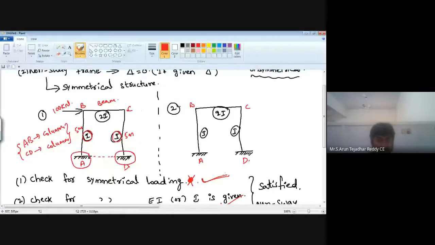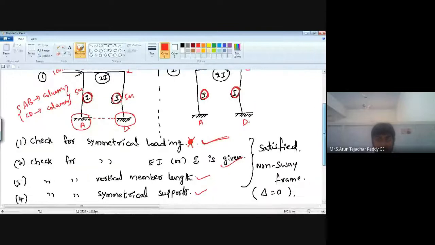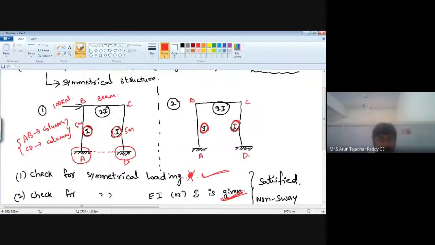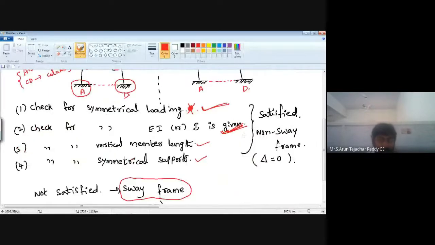Next, check for symmetrical EI or I given. Here, the A to B column moment of inertia is I, and the C to D column moment of inertia is I. So the second condition is satisfied. Now, check for vertical member length. Suppose this is 10 meter and this is also 10 meter, the same level. A to B is 10 meter and C to D is also 10 meter, so obviously it is also satisfied.